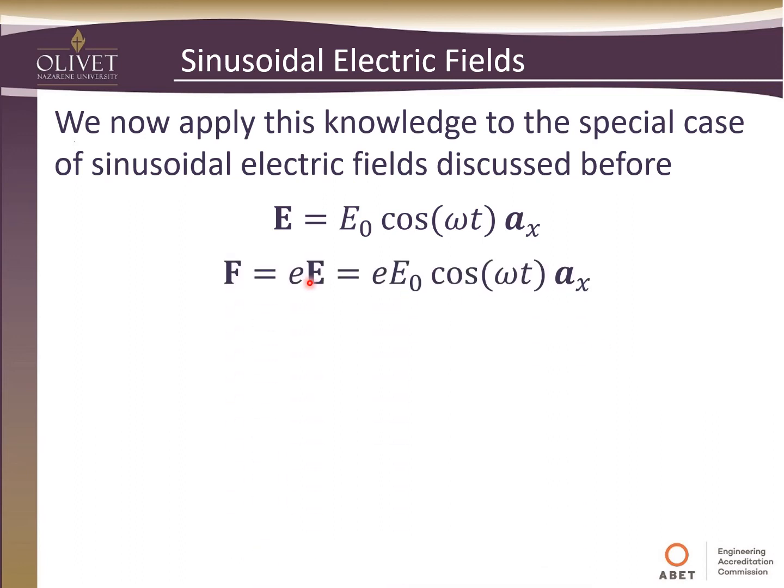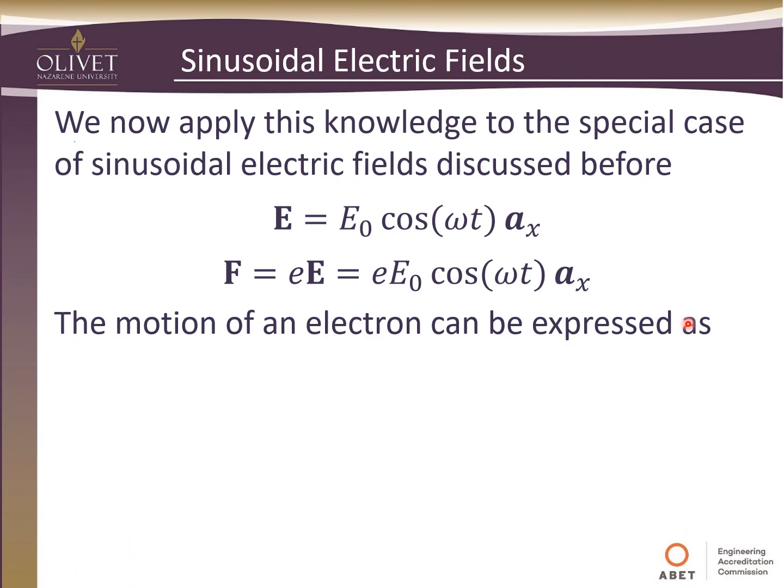In this case, we can determine what the force would be on an electron by multiplying e, which is the charge of an electron, times our electric field intensity. This results in the next equation. The motion of an electron can then be expressed as this. If this is the force here, we remember from physics class that force equals mass times acceleration. So this will be the mass of an electron, and then the first derivative of the velocity, remember, is acceleration. So this is our ma equal to this force up here.